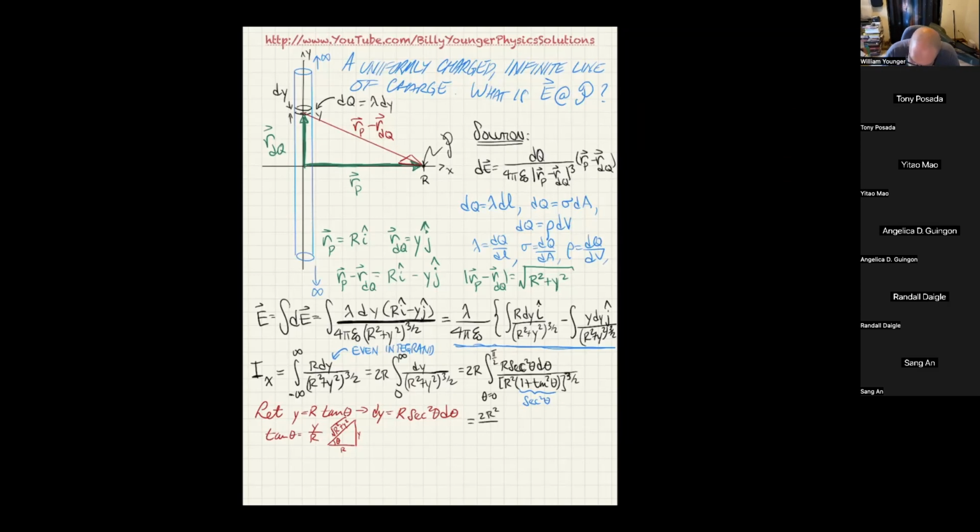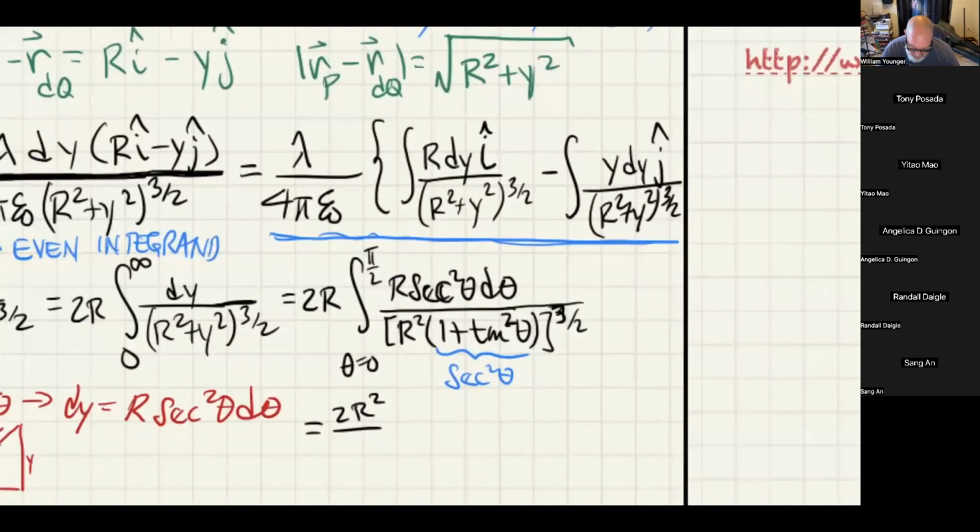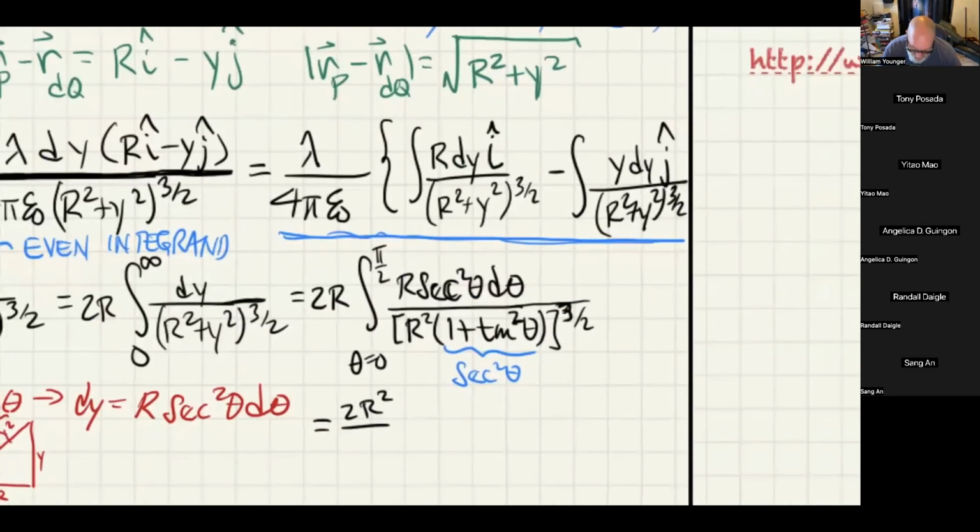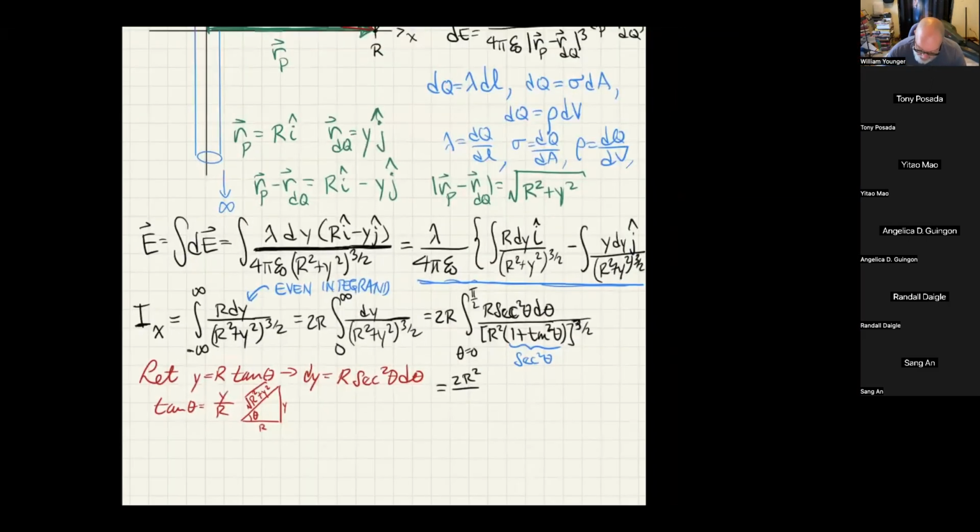Shouldn't there be a plus between the r squared and the 1 plus tangent squared of theta? A plus between where now? The r squared and the parentheses. No. So what happened was I replaced y with r tangent theta. So it'd be r squared plus r squared tangent squared theta. And I went ahead and factored out the r squared from both of the terms. Are you seeing what I'm talking about now? Yes. Okay. So yeah, that's what basically happened. So hopefully that makes some sense.